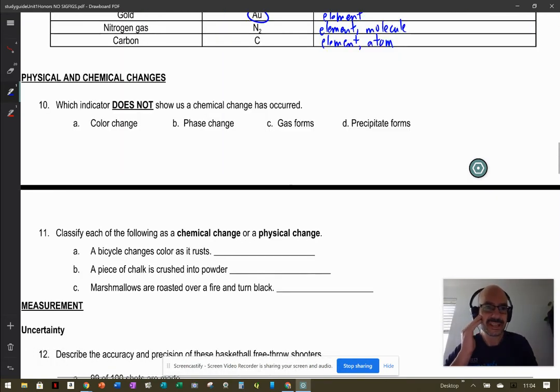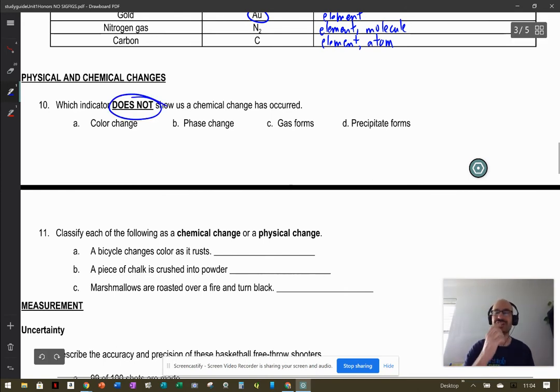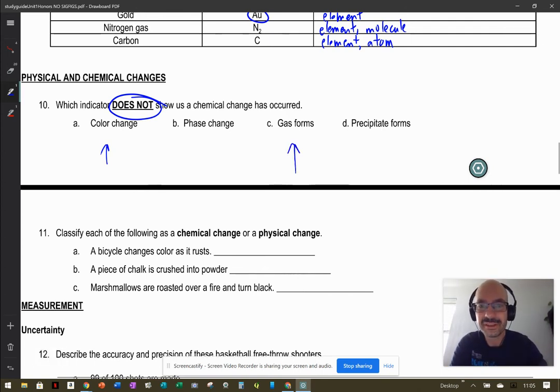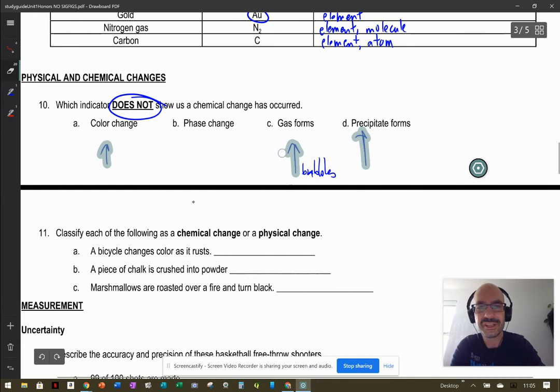This one's asking which indicator does not show that a chemical change has occurred. So what you want to read this as is which one does not show a chemical change. It can't be color change because during a chemical change, we have a color change. It can't be gas forming because bubbles are gas, and bubbles are a good indication of a chemical change. And a precipitate is also a good indication of a chemical change. So none of those three other ones, A, C, or D, would work.